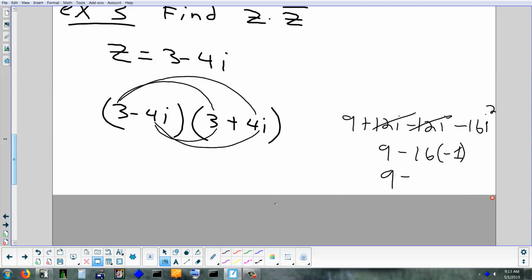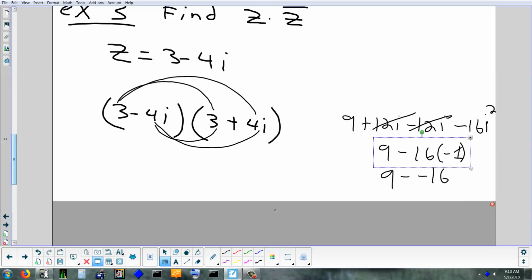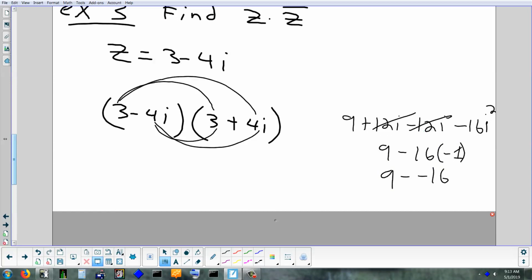What's 16 times negative 1? Negative 16. So I have 9 minus, and I just got negative 16. What's 9 minus minus 16? 25. Right? It's like 9 plus 16. And that's what I told you the answer would be.